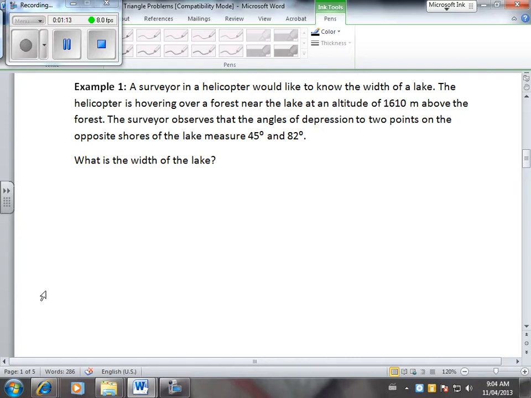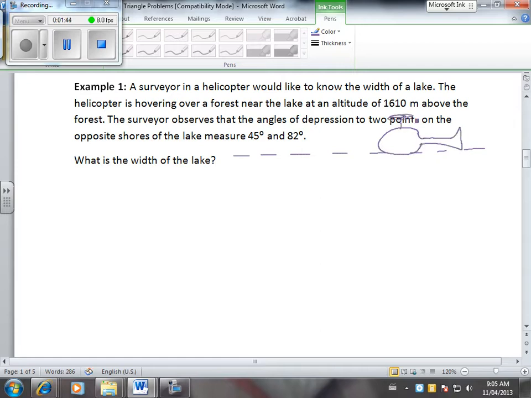So if we look at the example, we have a surveyor in a helicopter, and he wants to know the width of a lake. This kind of thing is done quite often because there's lots of remote places in Canada. It's not feasible to send people down there on the ground, and sometimes it's not even possible depending on the weather, but you can survey it from helicopters. So I'm going to try to poorly draw a helicopter.